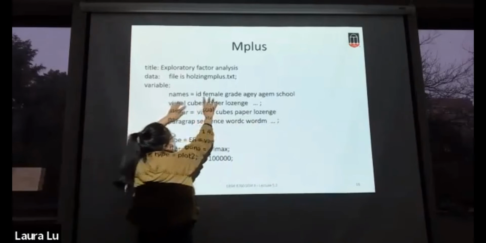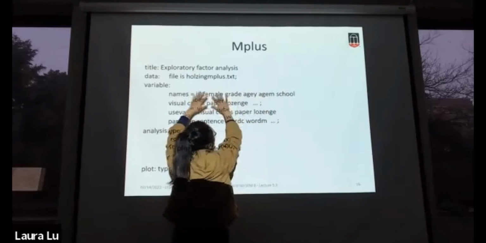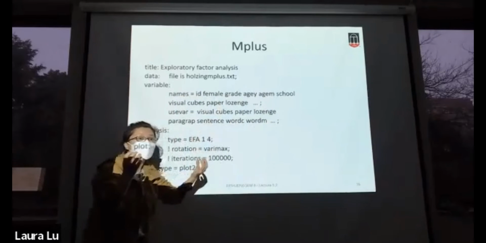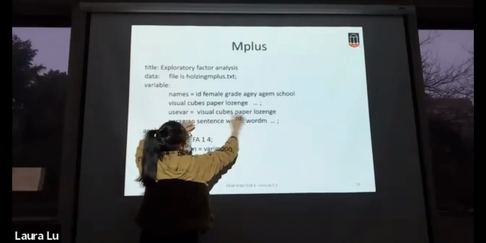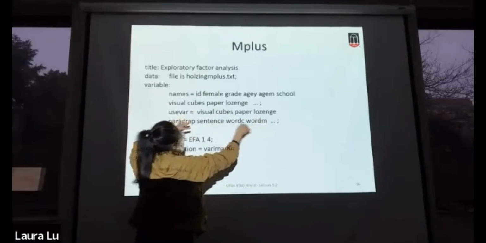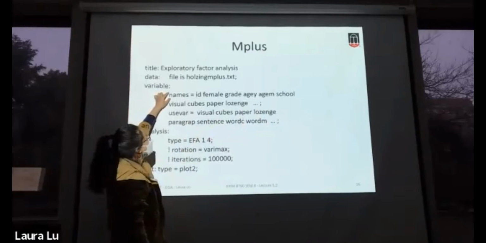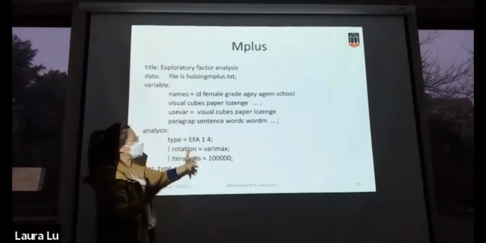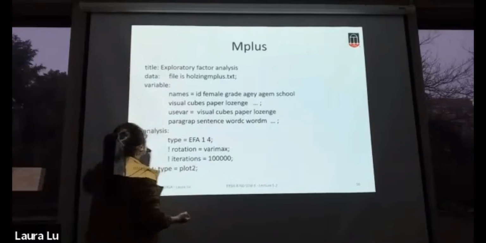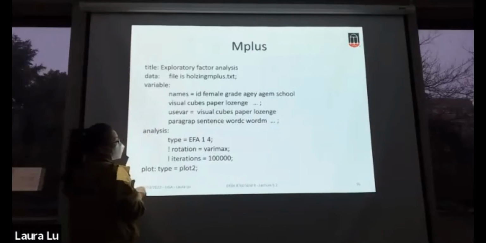I will not use all of this: ID, female or grade. I'm not going to use all of this. Although these are available in our data set, I'm gonna pick 19 tests here, which are listed here, to run the EFA. So names are the original, all columns; use variables are the variables inside our model. Analysis, okay, how are we going to run analysis?